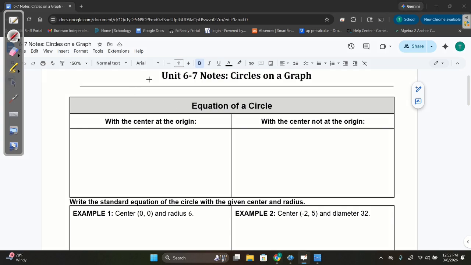Hello everyone. Today we're going to be going over the 6-7 notes. These notes will go over how to graph circles on a graph.